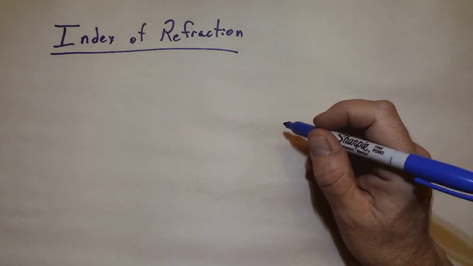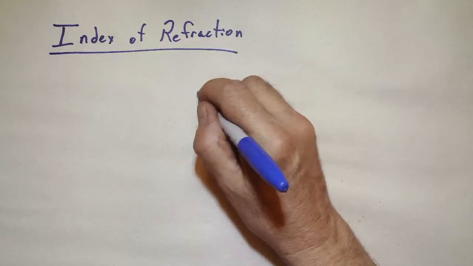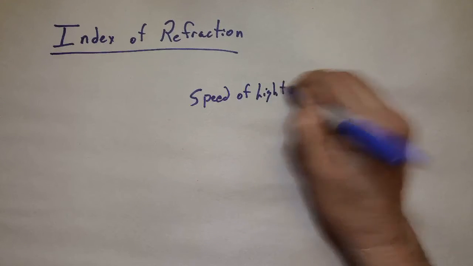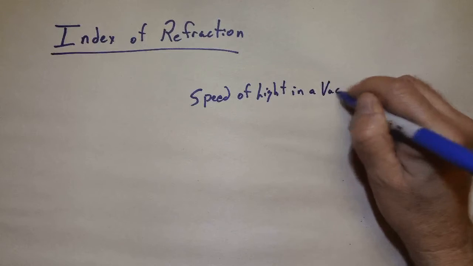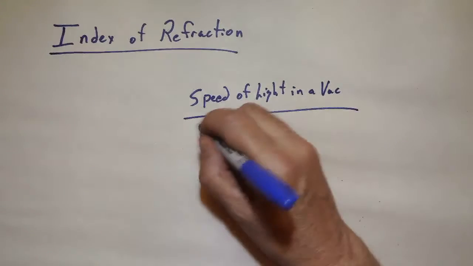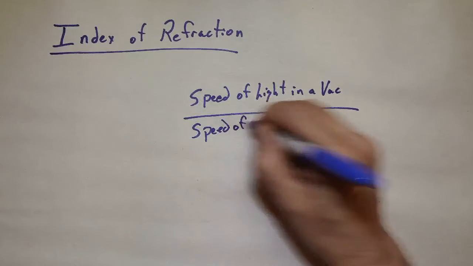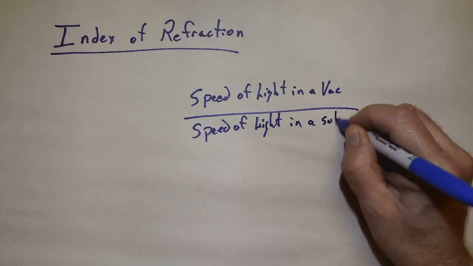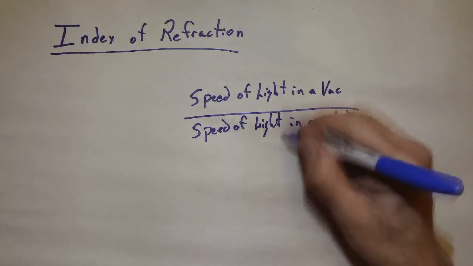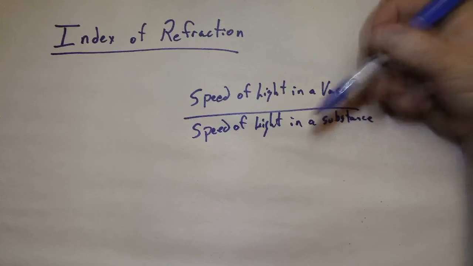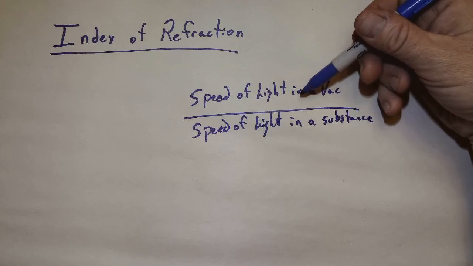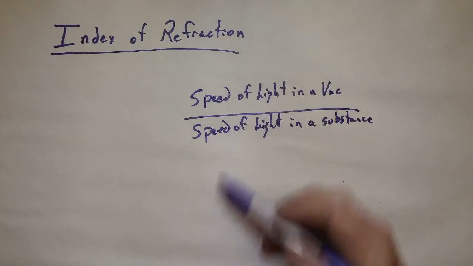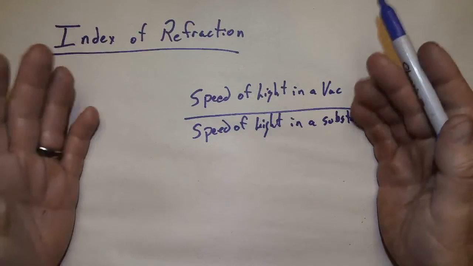An index of refraction is a way of comparing the speed of light in a vacuum over the speed of light in a substance. And it's a ratio. Well, where does light go fastest? Ta-da! In a vacuum. That means this number is always going to be larger than this number. What does that mean? That the index of refraction will always be larger than 1.